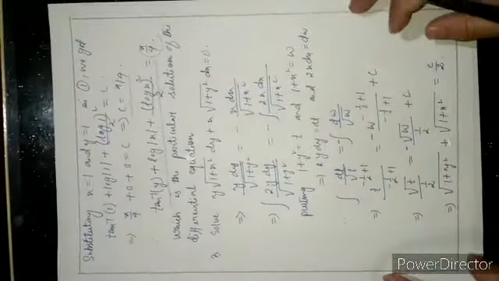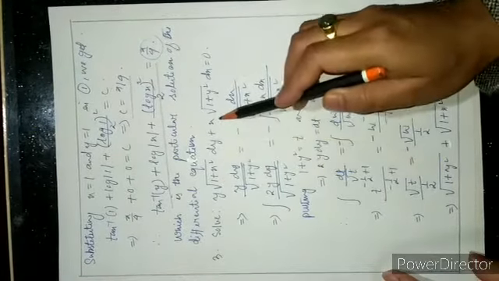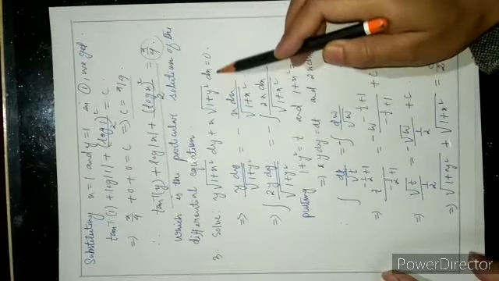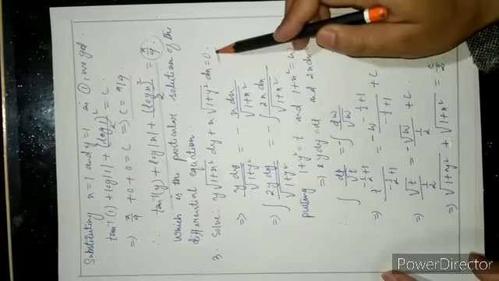Last question, question number 3. y root over 1 plus x square dy plus x root over 1 plus y square dx is equal to 0. Solve this differential equation.